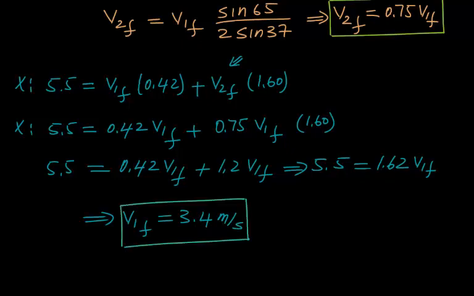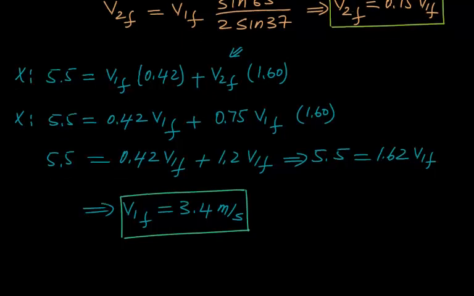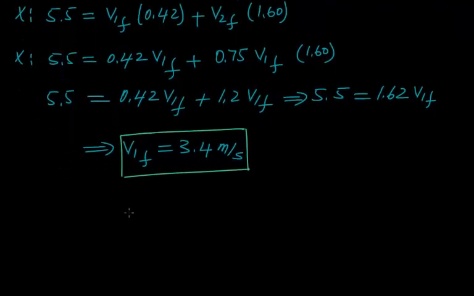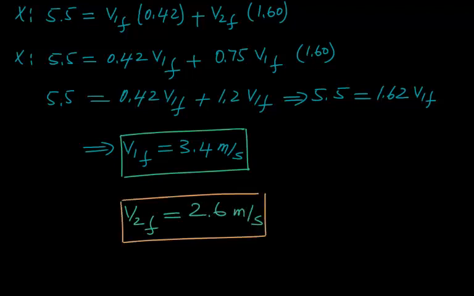To solve for the V2 final, go back to this framed equation right here. 0.75 times 3.4, you would be able to solve for the V2 final, and the answer is V2 final is equal to 2.6 meters per second. And that's it.